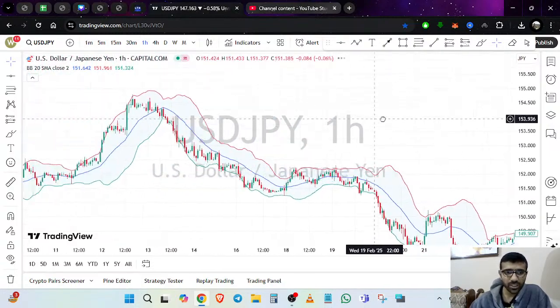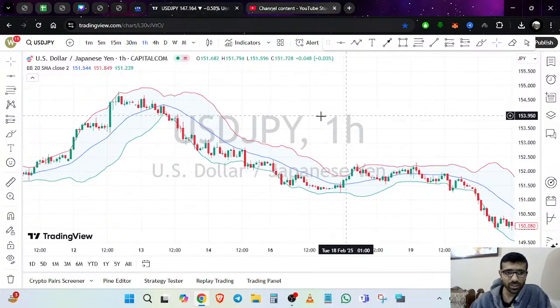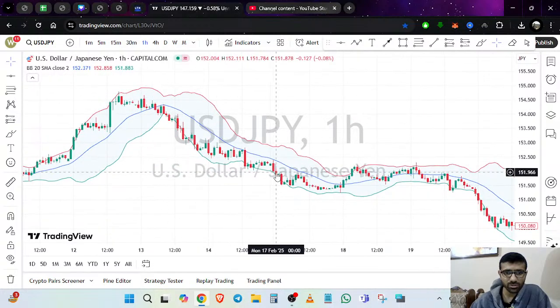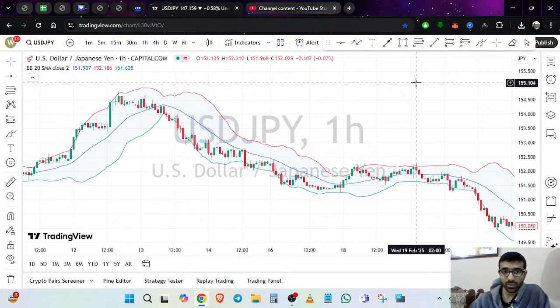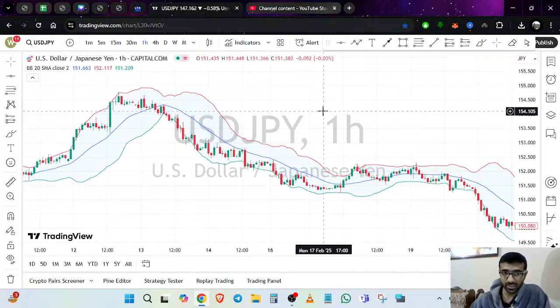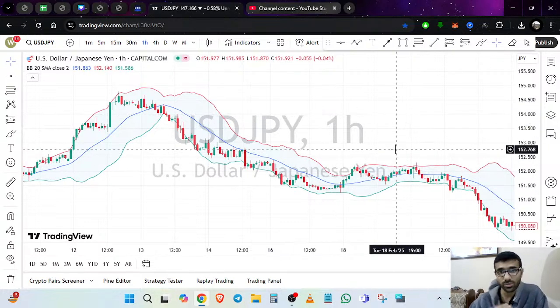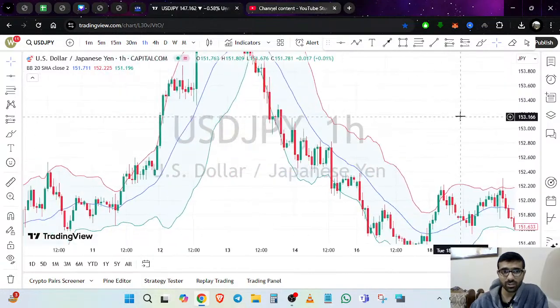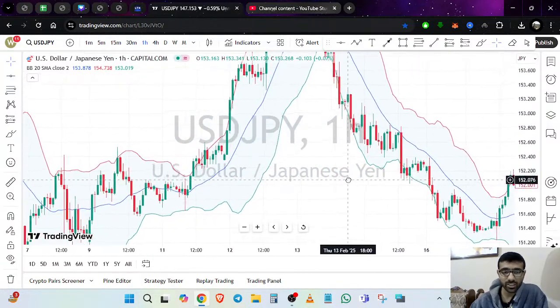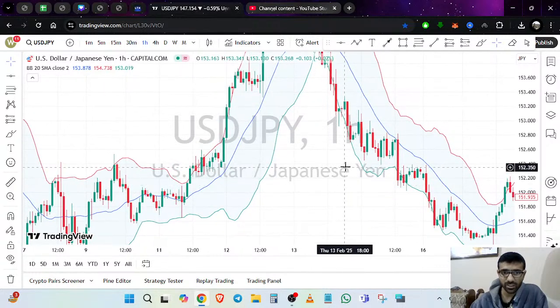For example, over here the market is constantly going down, so the market is not ranging. In the trending market of either buying or selling, this Bollinger is not a handy tool, so you have to avoid using this tool during this trending market of either selling or buying. So let us take that example as well.